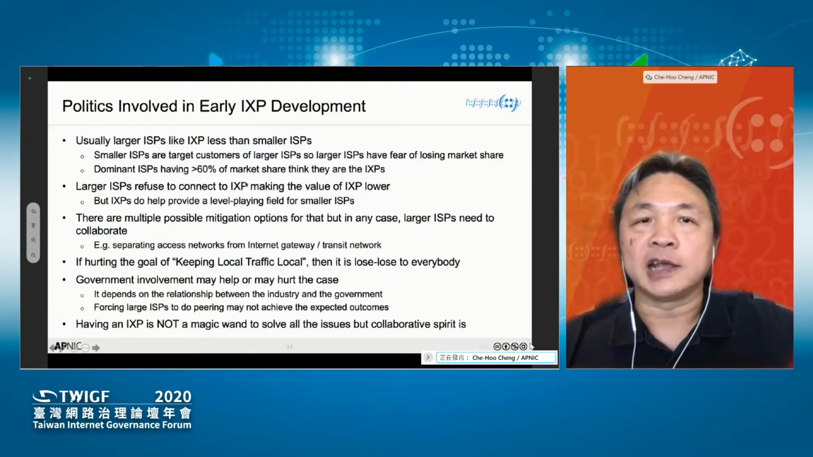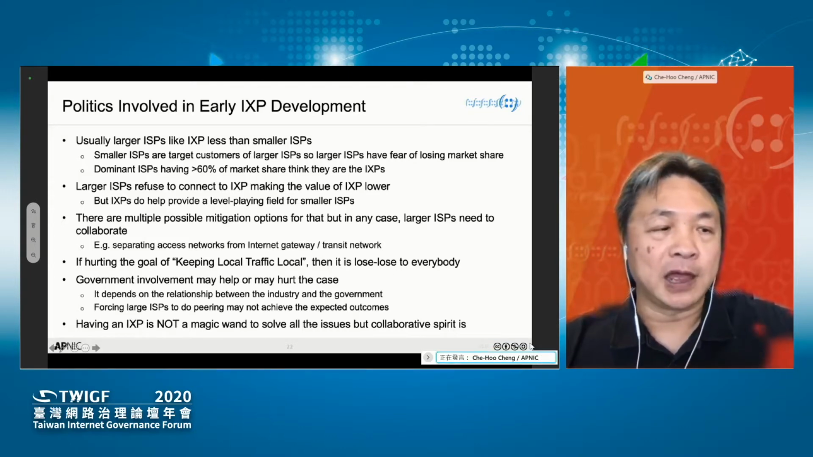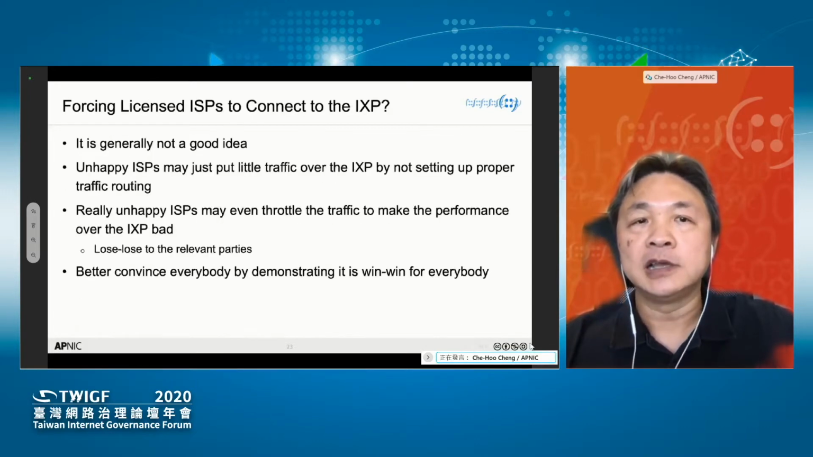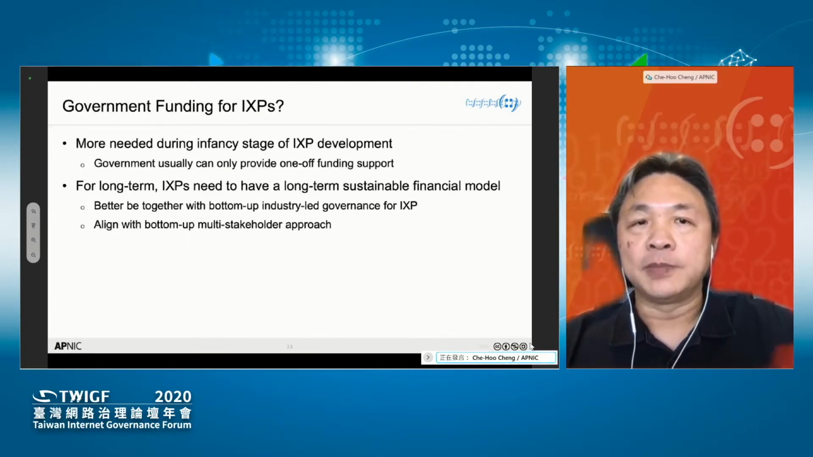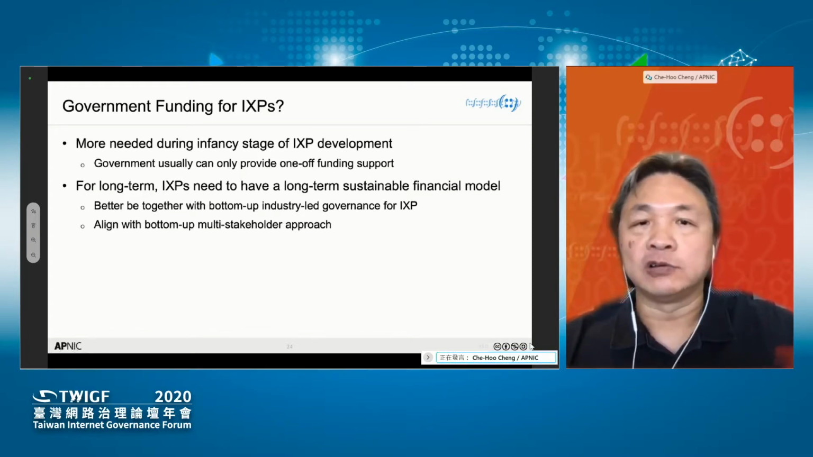There is always politics involved in early IX development, especially the larger ISPs would object to that idea. You need to convince everybody so that they are willing to contribute and participate, and then you can have a successful IX. I won't go through this, but as I mentioned earlier, government funding is probably needed, especially during the infancy stage. But after a while, the IX should have a long-term sustainable charging model in order to sustain.